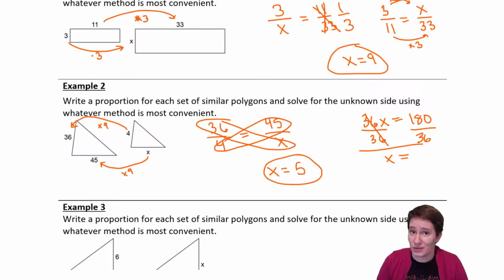Will we do it if we don't use the calculator? It's a little bit iffier, but this should be 5. So that's how that works.